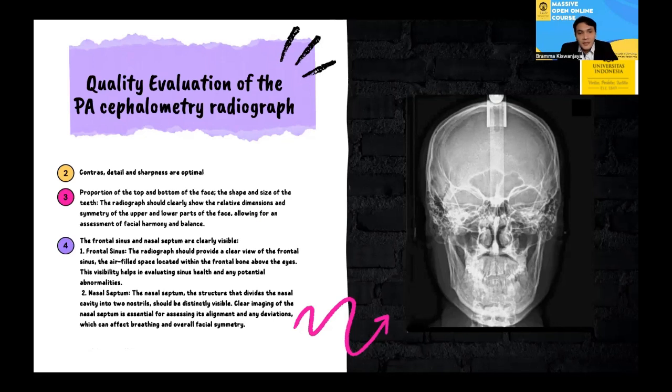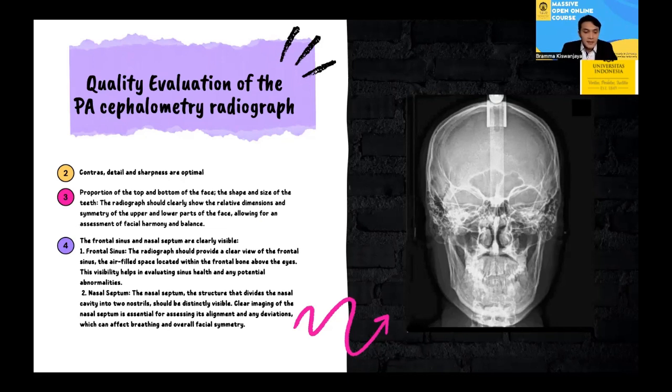The second one is that contrast, detail, and sharpness should be optimal. The third one is the proportion of the top and the bottom of the face, the shape and size of the teeth. The radiograph should clearly show the relative dimensions and symmetry of the upper and lower parts of the face, allowing for an assessment of facial harmony and balance.